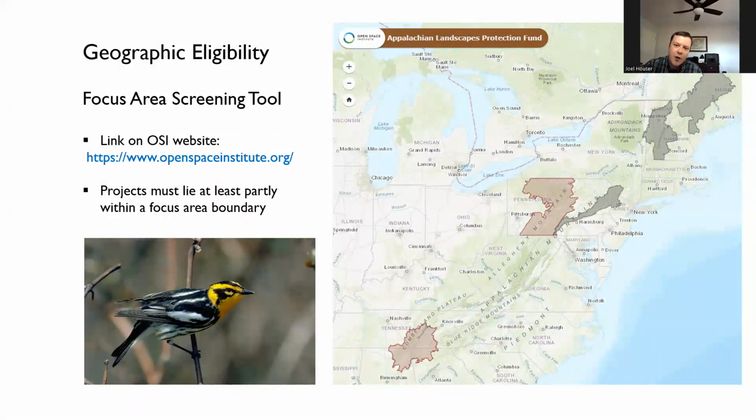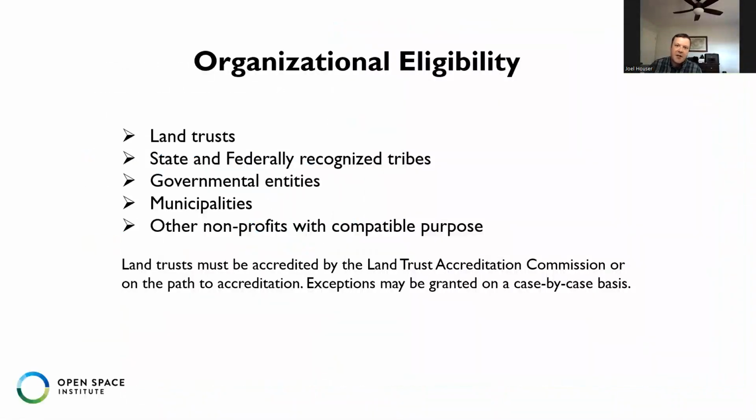Through a link on the fund's webpage, you can check to see if your project falls within one of the eligible focus areas. In order to be considered for funding, a project must lie at least partially within the focus area boundary. So projects intersecting the boundary are eligible for consideration. The next screening is organizational eligibility. Only eligible entities will be funded through the grant program.